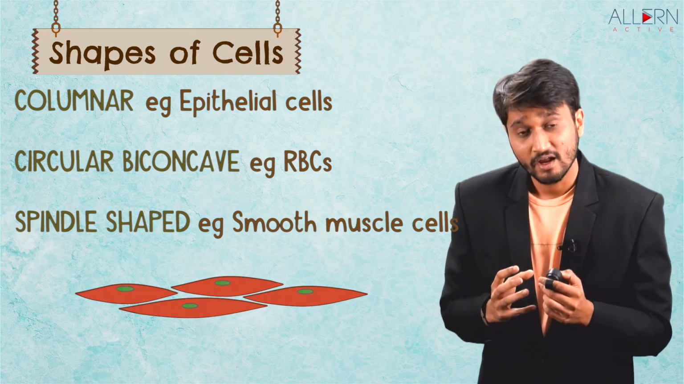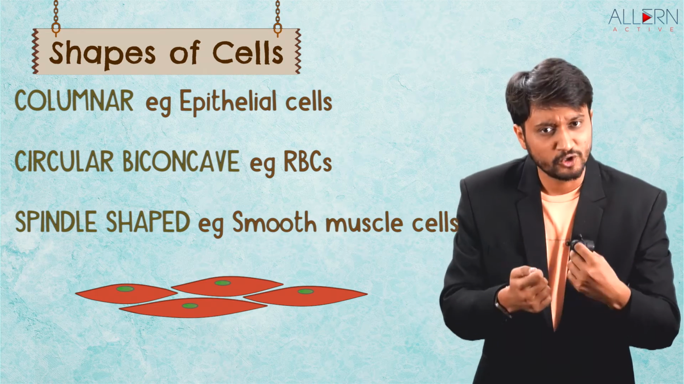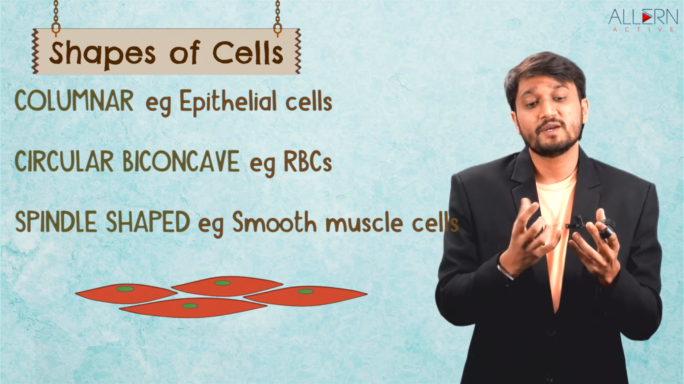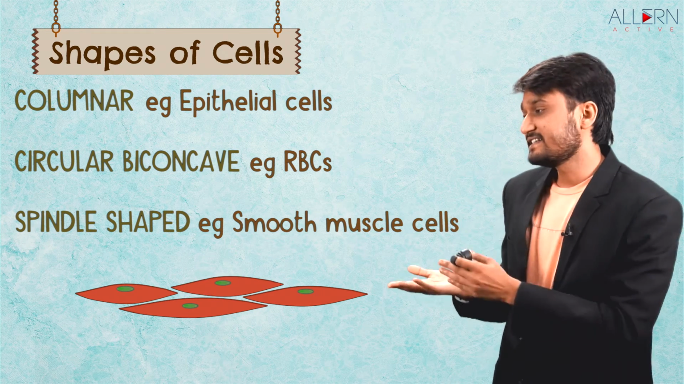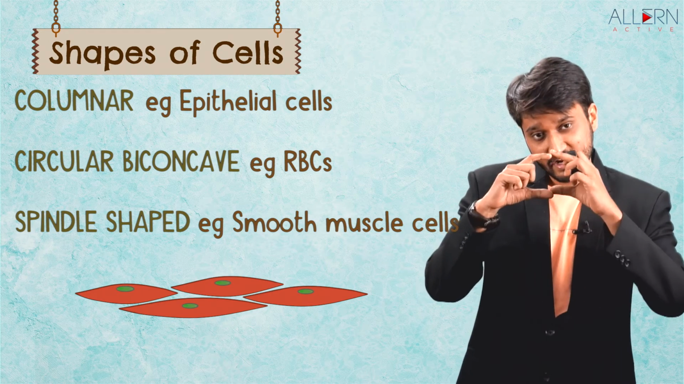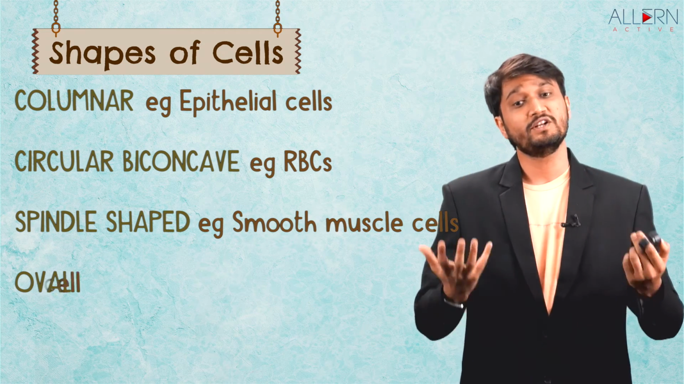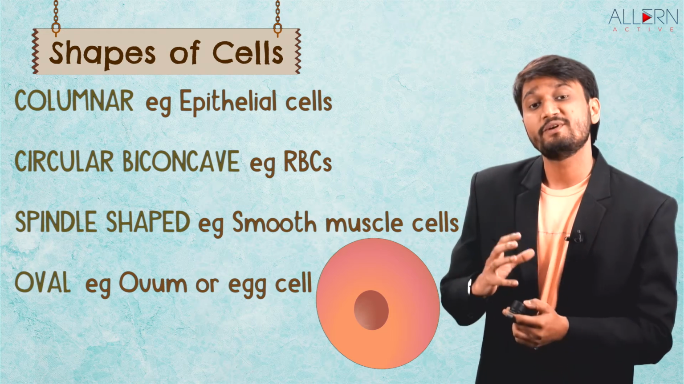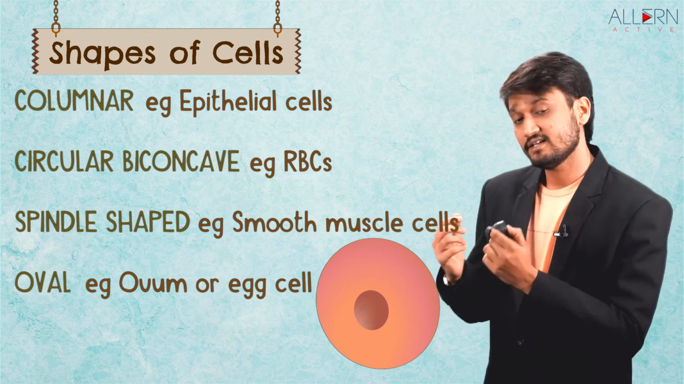Then we have spindle shaped cells. Now what is a spindle shape? A spindle was a device that was used in earlier times for weaving clothes and all those things. But what exactly is a spindle shape? A spindle shape is broad from the center and tapering towards the end, exactly like these smooth muscle cells that you see, right? They are broad in the center and taper towards the end. After spindle shape, we have something called the oval shape. The name itself is suggestive of their shape. So an example of this would be an ovum or an egg cell. One of the largest cells of the human body, right, is the egg cell.